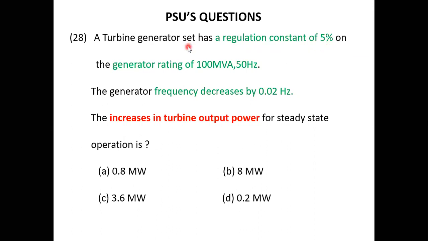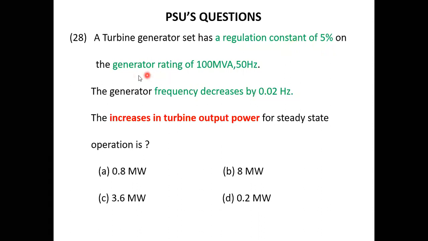Once again, when we are taking a turbine generator set, the regulation is related to the speed parameter. We know from the basics, Ns is equal to 120F by P. So here, N is directly proportional to frequency. When we are talking about speed, we can consider that as frequency. So whatever the 5% is in your given data, this 5% change can be considered as frequency change. That is your first point.